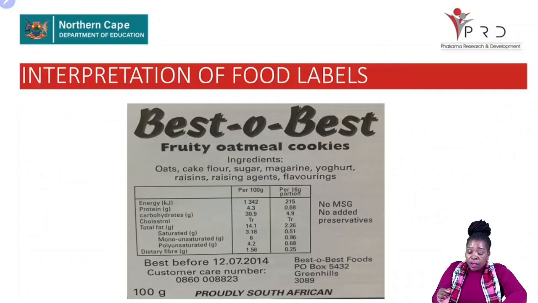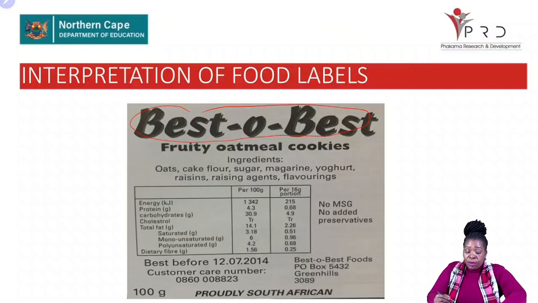The name of the product here on the label is Best. So this is the name of the product. And then the ingredients are listed at the bottom with oats, cake flour, sugar, some margarine, some yogurt, raisins, raising agents, and flavorings. Remember, we said the ingredients are listed from the greatest to the smallest, right?